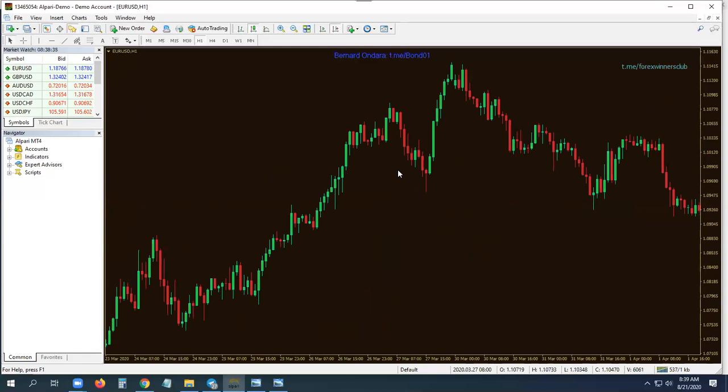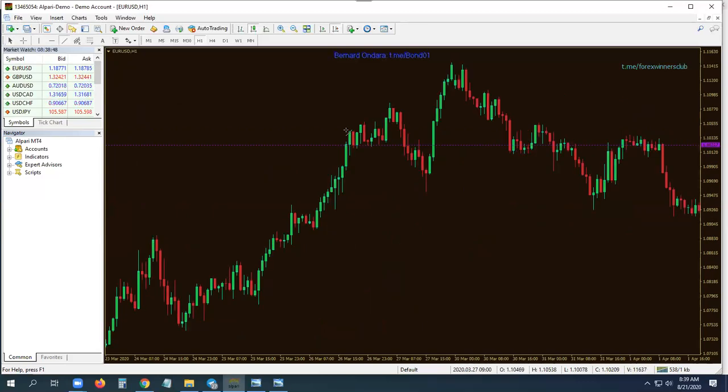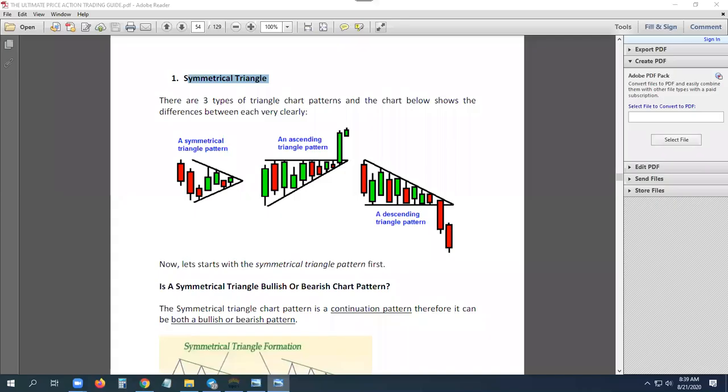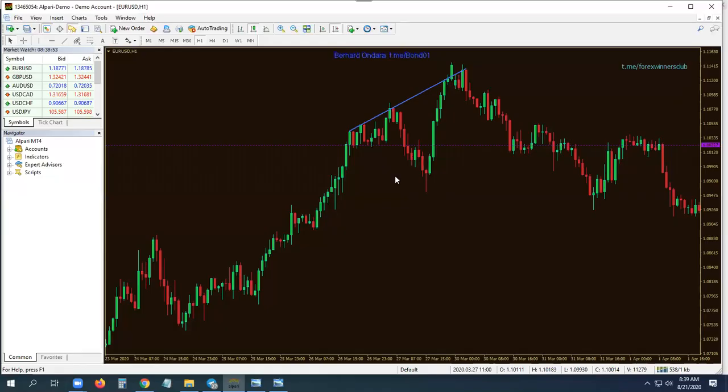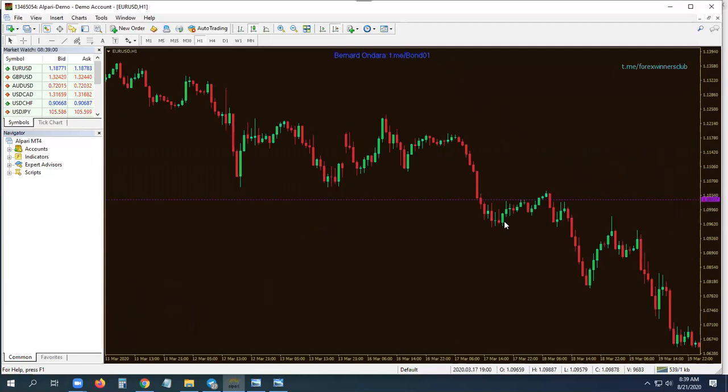No. Ascending triangle. Is this one? No, this one is just going the other routes. We don't have such kind of things. They all must converge together. The lines must be coming together. That one, they are going away. That one, they are going away.